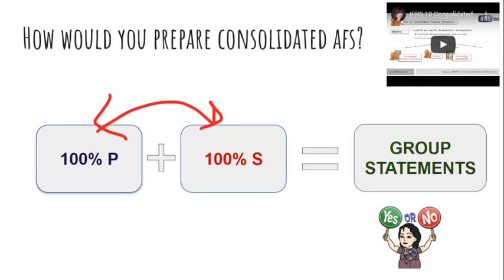The answer to that is no. You can't just stop there. You can't just add 100% of the parent to 100% of the subsidiary without considering the effect of transactions between the two companies. Because the effect of transactions between the two companies would have to be eliminated through consolidation journal entries before you can conclude that the combined numbers represent that of the group as one single economic entity.